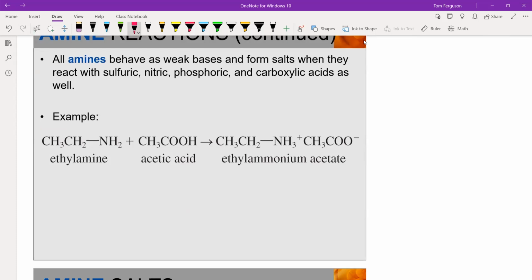Here we have an acidic environment. So that H is coming off and adding to the nitrogen, and this is the salt left over. So it's ethyl ammonium acetate, or ethanoate.